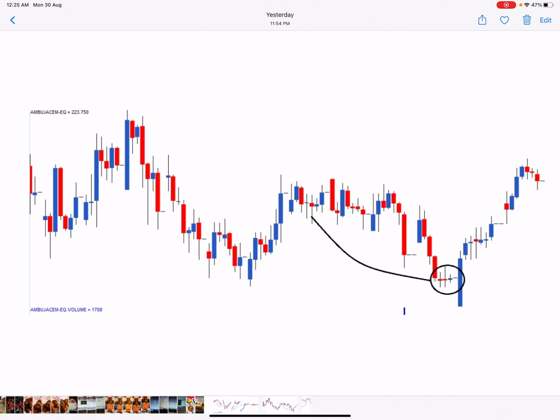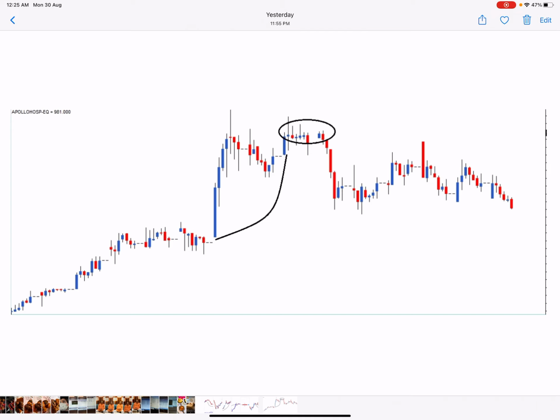So, when the dojis appear in a downtrend, they indicate indecision in the market before the next big move. And here in another chart, the doji appears after a healthy uptrend, after which the market reverses its direction and corrects.